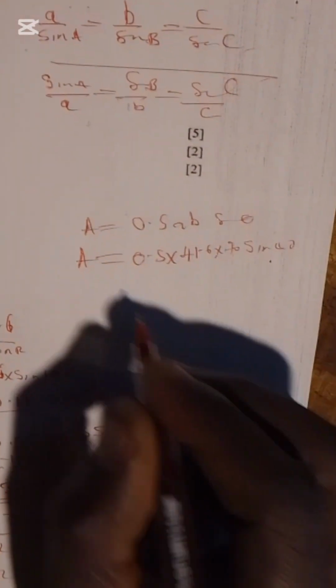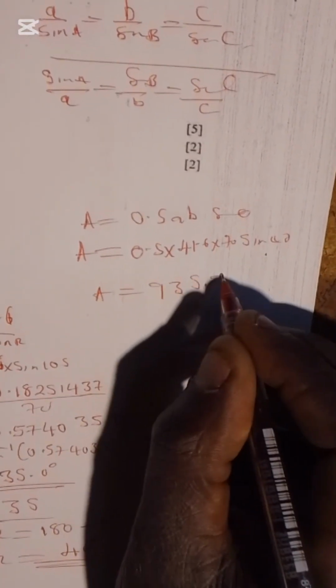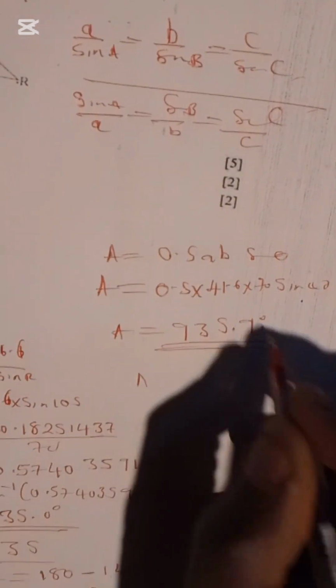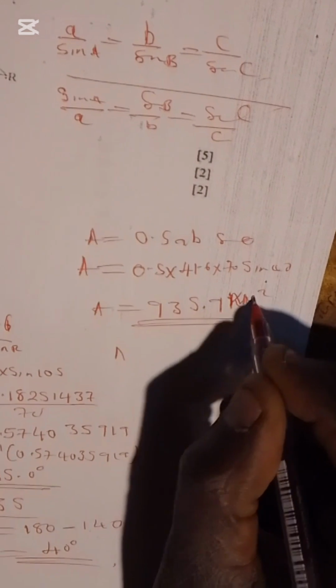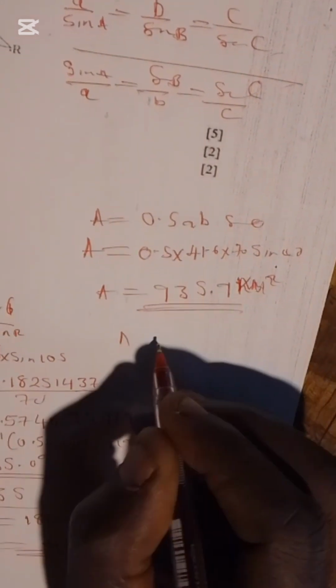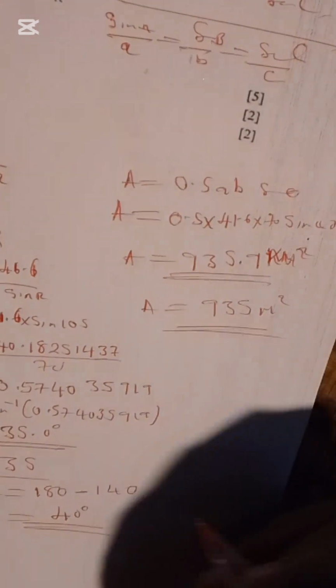So that our answer becomes area equals 935.9, and the units are meters squared, since in this case it was meters. Or if you want, you can leave it at area equals 935 meters squared.